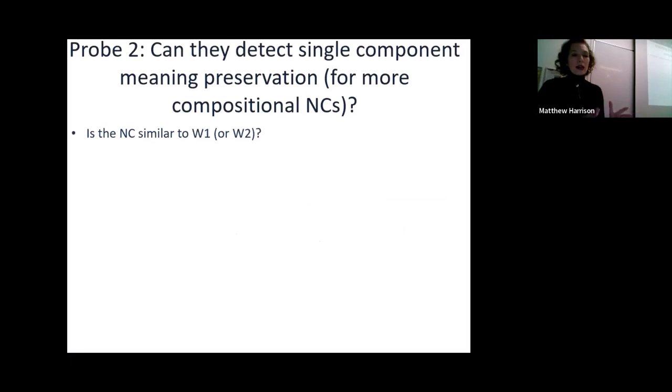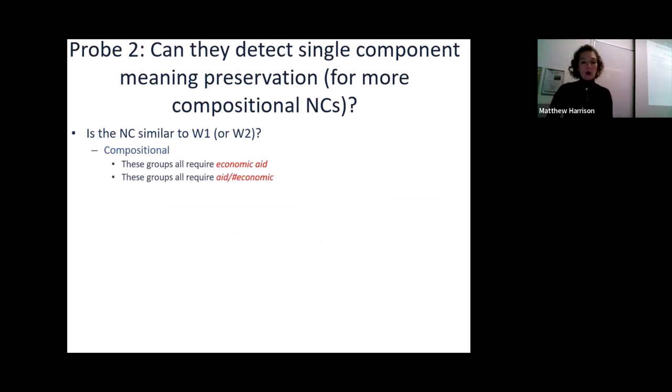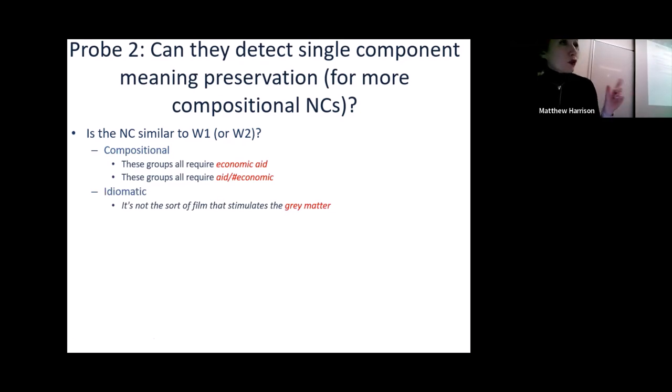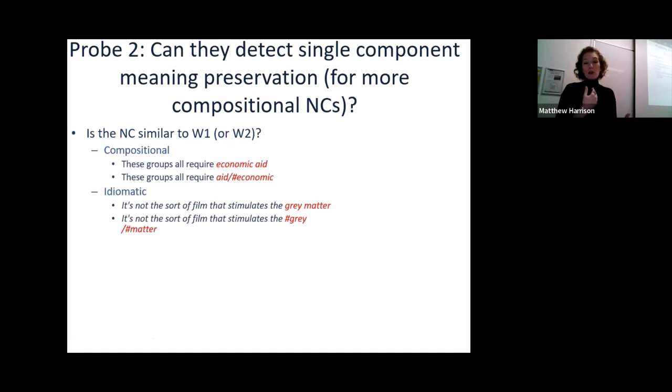And then we asked, okay, can the model perceive when the expression is a synonym with just one of the words? So we took the word of the compound that had the highest similarity with the compound. In this case, for example, for economic aid, we would select aid because it was the most similar. And for something like an idiomatic compound, no matter which word you select, both of them would be bad. So for gray matter, you can replace gray matter as brain, either for gray or for matter.